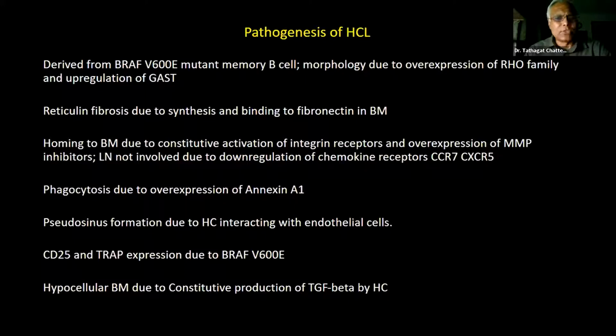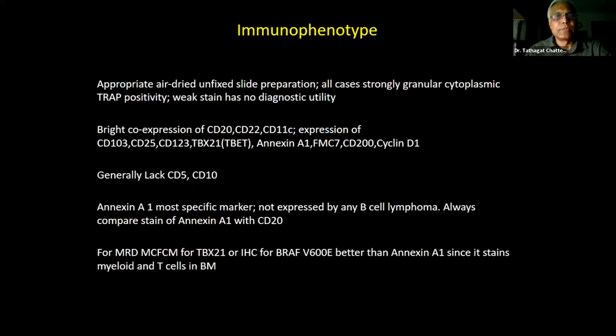We have pseudosinus formation, we have TRAP positivity, and we have CD25 positivity, and they are all due to the BRAF V600E mutation. The immunophenotype, besides TRAP positivity, right, co-expression of CD20, CD22, CD11c, expression of CD103, CD25, CD123. Now this new marker TBX21, which is also called T-bet, annexin A1, FMC7, CD200, and cyclin D1. They lack CD5, they lack CD10. Annexin A1 is the most specific marker which is not expressed by any B-cell lymphoma.